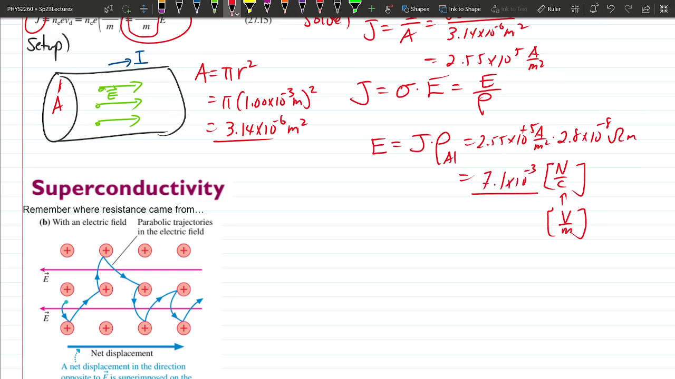So electric fields inside conductors tend to be very small, right? Because the charges are actually moving around in order to reduce the electric field.